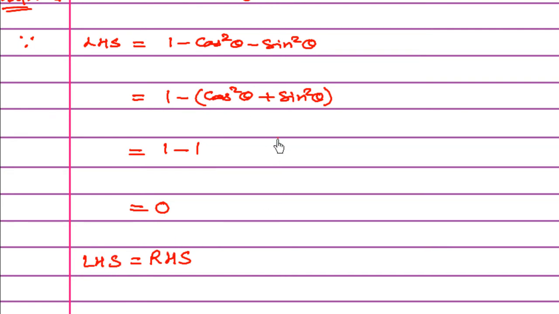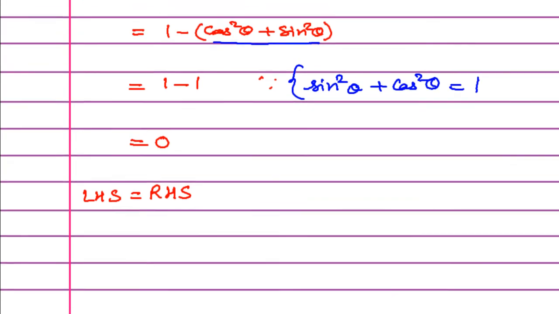Why it is 1? Because we know the first identity of trigonometry, sin square theta plus cos square theta is equal to 1. So we have put instead of this cos square theta plus sin square theta is equal to 1. So 1 minus 1 is equal to 0. So now we solve question number 2.